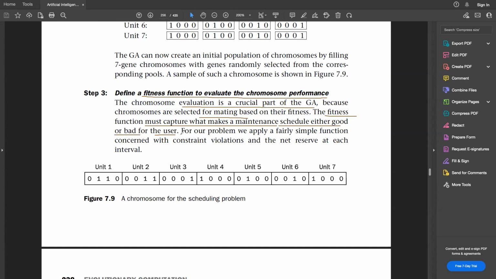What is important is that we must have a way of determining whether the maintenance schedule is good or bad, okay? Here we are told that we can apply a fairly simple function concerned with constraint violations and the net reserve at each interval. The aim is that we must have as much net reserve as possible, and we must also not violate the constraints. So our fitness will revolve around these 2 aspects.